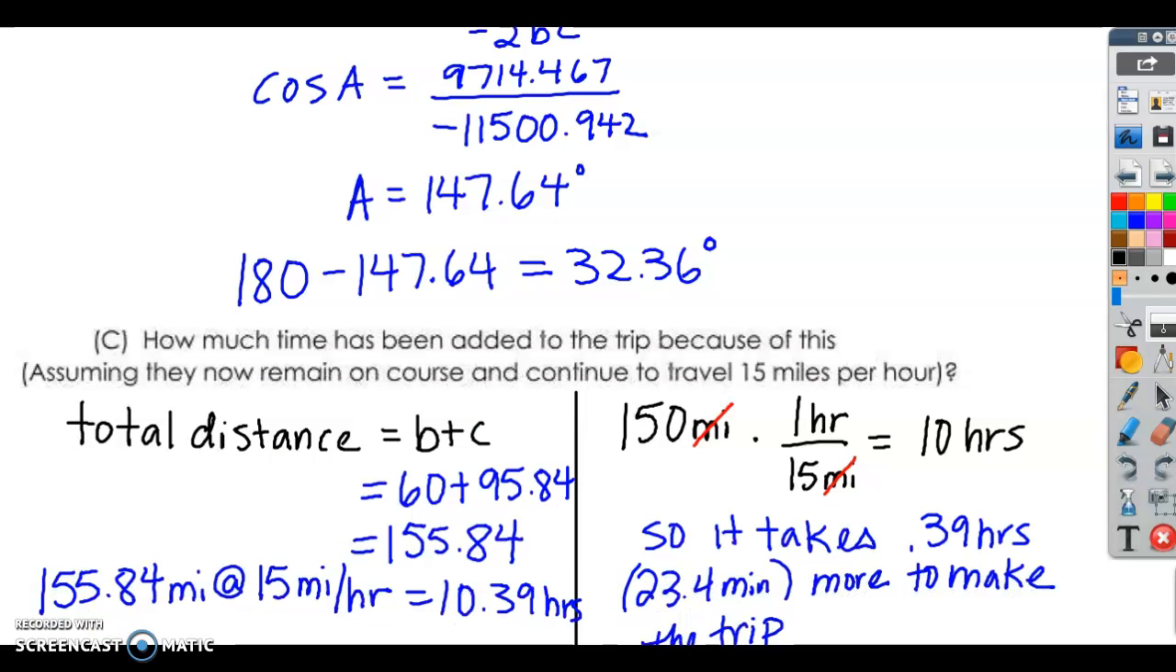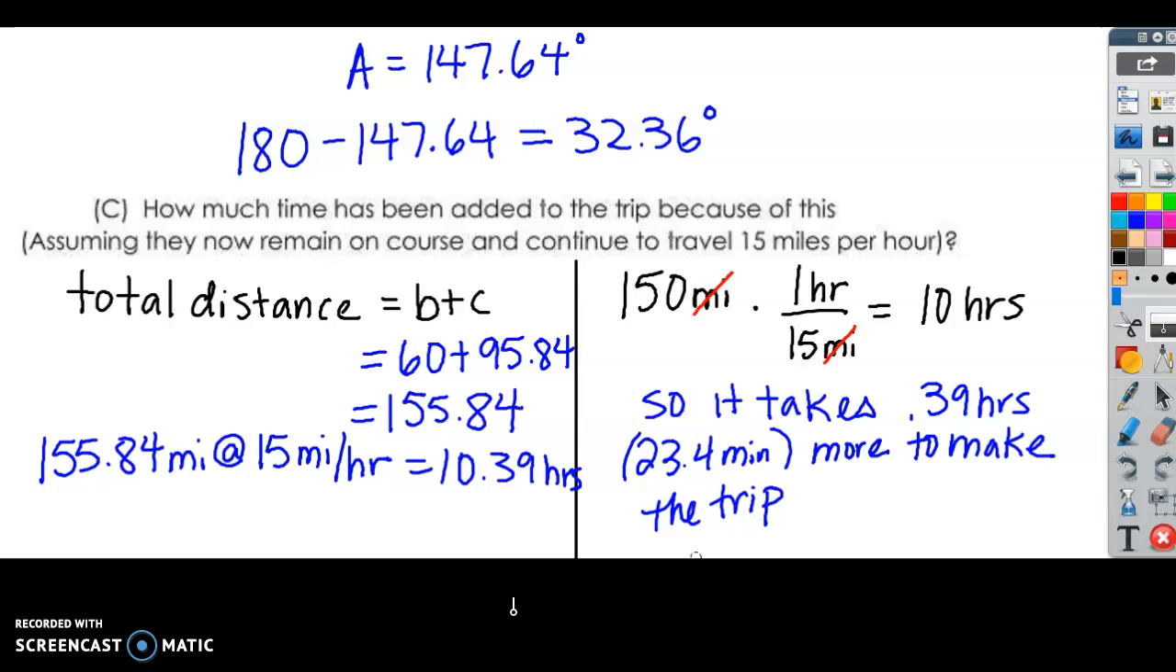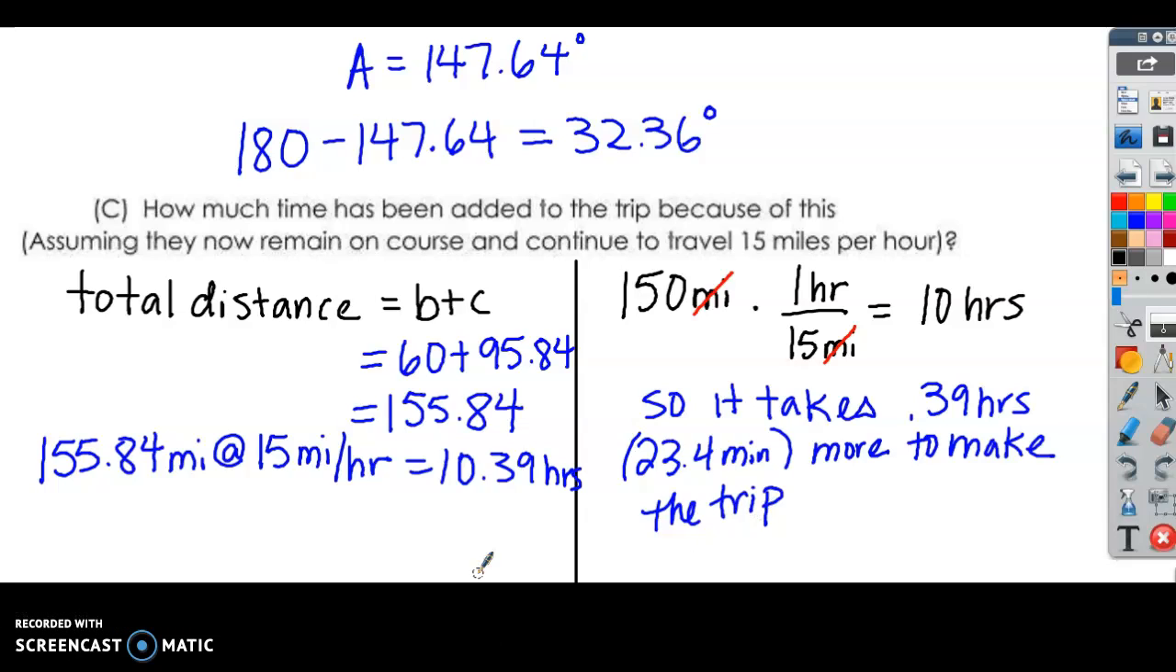And the last part, sometimes I skip this part, but it's not bad for you to see. I wouldn't put this on a test or anything. How much time has been added to the trip because of this, assuming that they remain on course and continue at the same speed? The total distance that they actually went was B plus C, so that's 155.84 miles. At 15 miles an hour, that's a total of over 10 hours. The original trip should have taken 10 hours because they were only supposed to go 150 miles at that same speed. So it actually takes 0.39 hours longer, so it's 23.4 minutes to make this trip, which I guess isn't too bad.